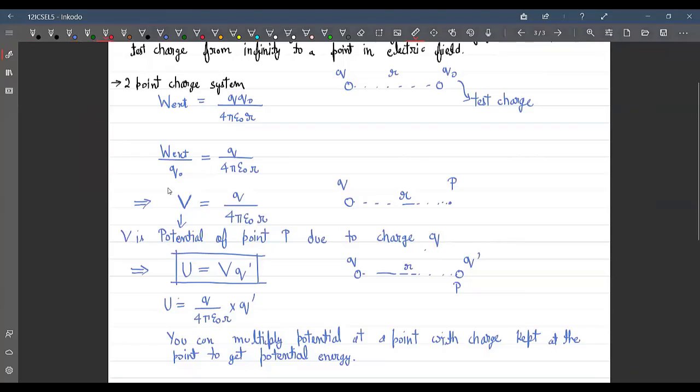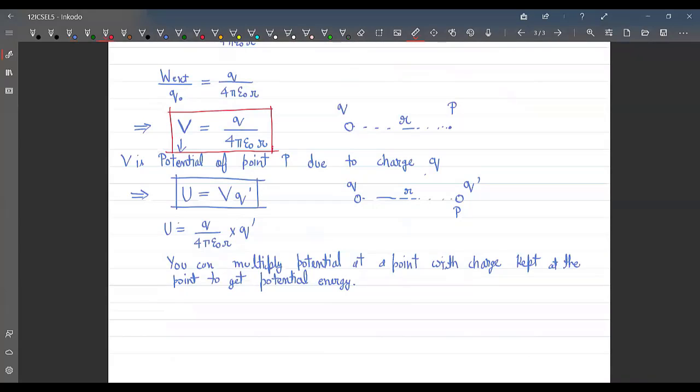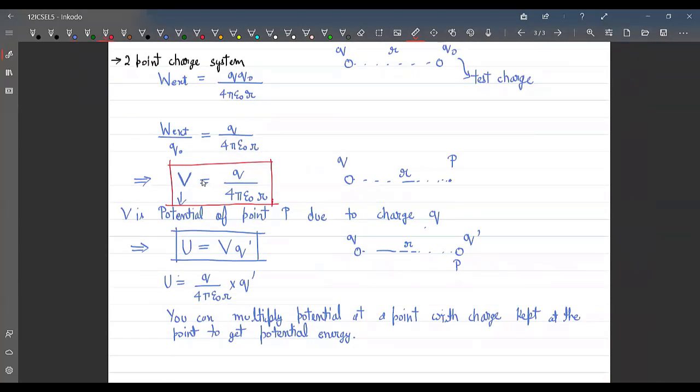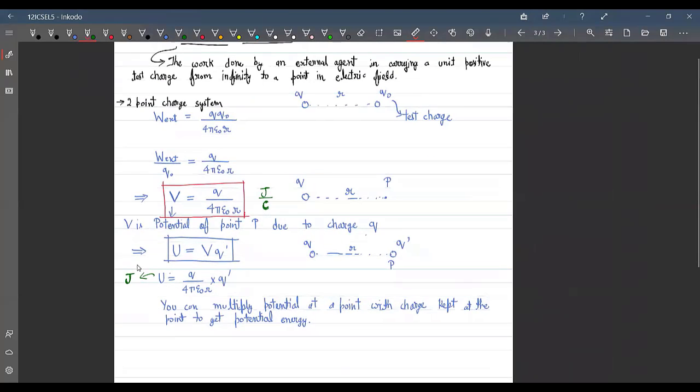So just remember this relation, potential due to a single point charge. Now, if I want to write the SI units, potential is work done per unit charge, so the unit will be joules per coulomb. And for potential energy, it is just joules. Unit of potential energy is just joules. Now, if we take some examples, we'll understand this in a much better way.